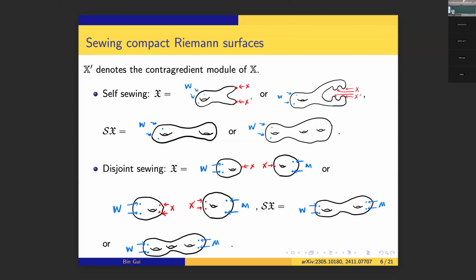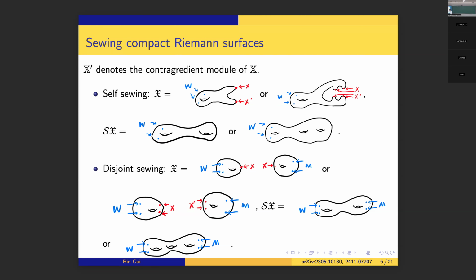So here I glue these two points together, I glue these two points together, and I get a genus 3 surface from a genus 1 surface. This is what I call the self-sewing, because all these marked points belong to the same component. But in our story, it's more important to consider the two-sewing, which means that the pair of marked points that you need to sew the Riemann surface belong to different components.